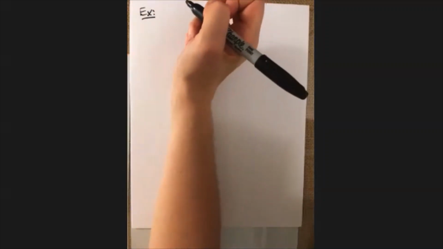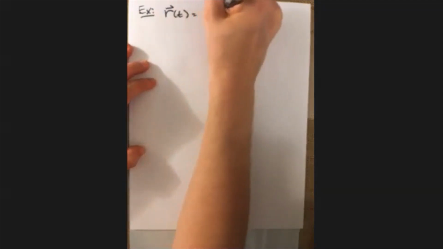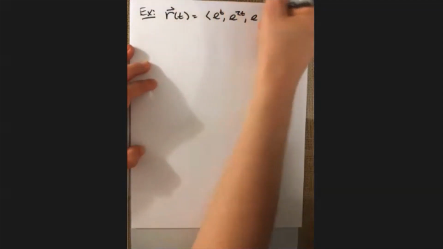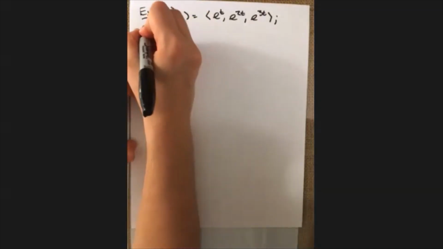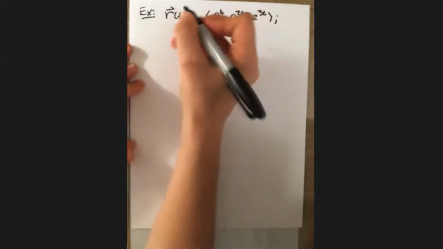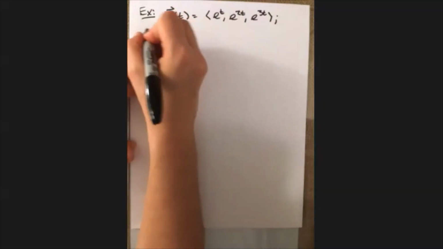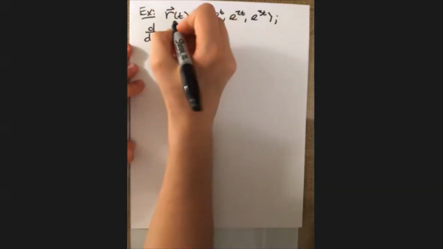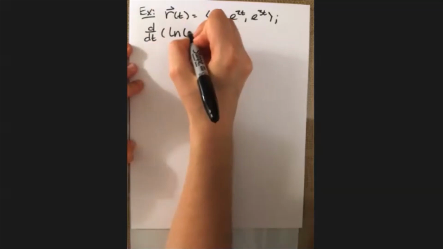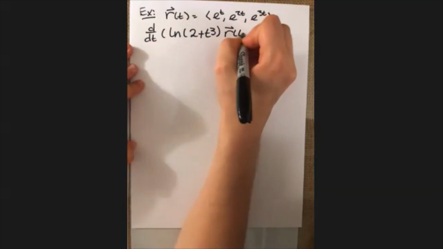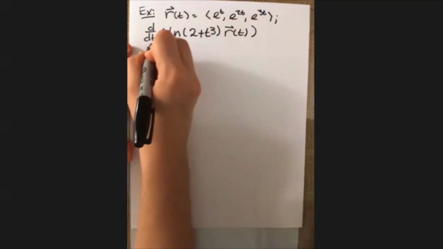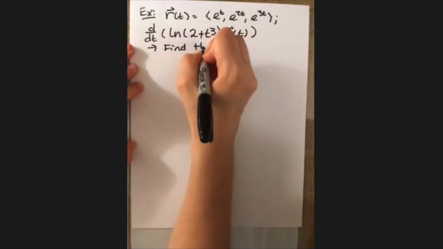So for our next example, we are going to look at letting r of t be equal to that e to the t, e to the 2t, e to the 3t. And what we're going to do now is apply the, not the chain rule, the product rule when we have a function times this vector right here. So we'll take d dt of, let's say, natural log of 2 plus t cubed times r of t. And we are going to find this using both methods.